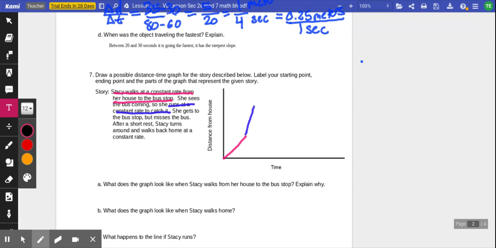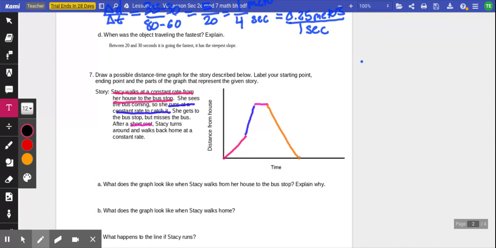After a short rest. So what's happening to her distance when she's resting? She is standing still. So we have her standing still, short rest. Okay, so this is her short rest. She turns around and walks back home at a constant rate. It does not say if it's a fast rate or a slow rate. It's just a constant rate. So linearly, we are going home. I'm thinking that she's going to go a little slower, or maybe fast, I don't know. She's going a constant rate home.